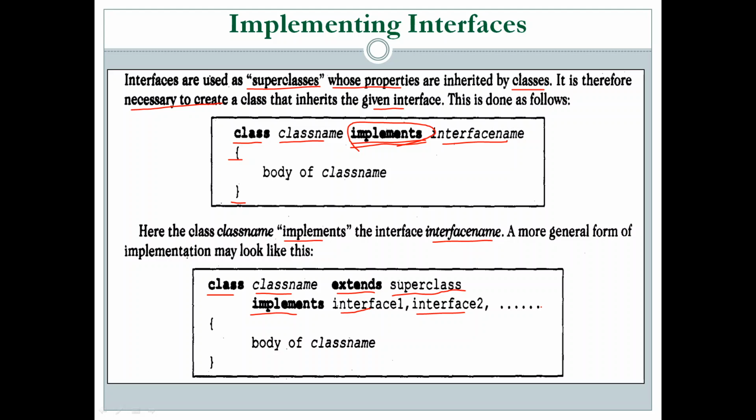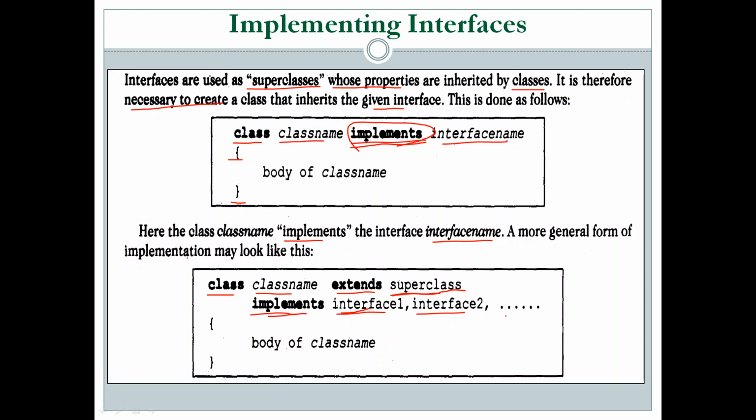Now a class at the same time can inherit from both. It can inherit from a class as well as from an interface. If a class is inheriting from another class as well as from an interface, the syntax may look like this. The syntax is class name extends superclass, the class from which it is inheriting, and then implements the interface name from which it wants to inherit. And again you can see there are multiple interfaces from which we are inheriting.